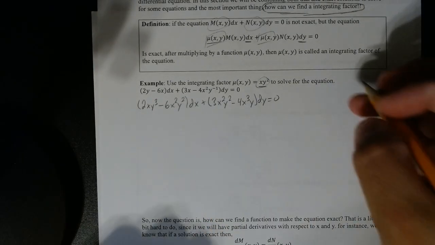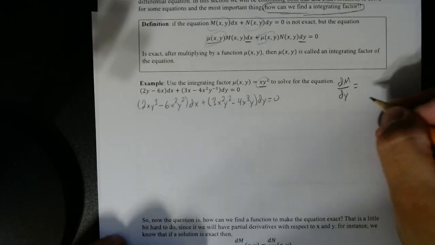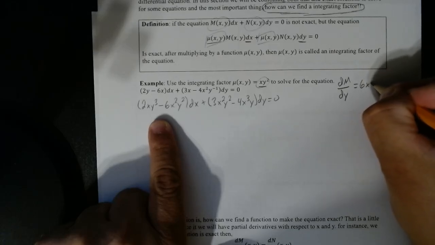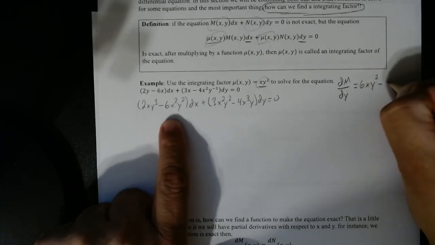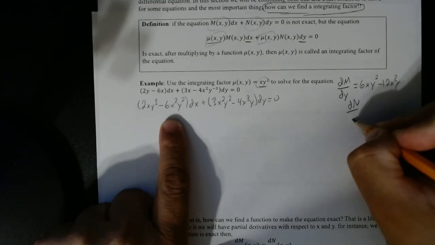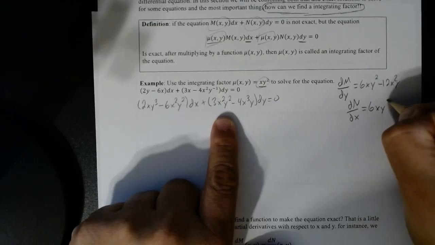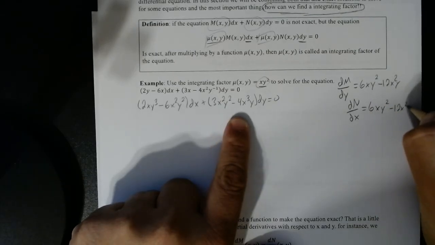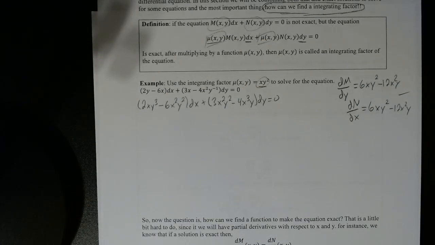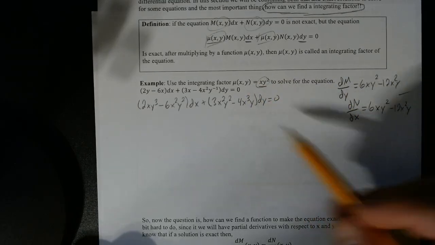And now, believe it or not, it actually works out. If we take the partial derivatives, if this is M, the partial with respect to y gives you 6x y squared minus 12x squared y. If we do the same thing for N with respect to x, we get 6x y squared minus 12x squared y, exactly the same, which is kind of interesting. Now that we've verified this is actually an integrating factor, let's solve for it.